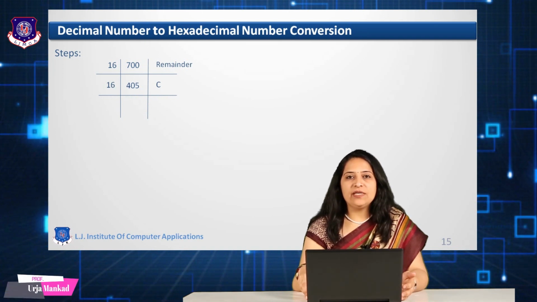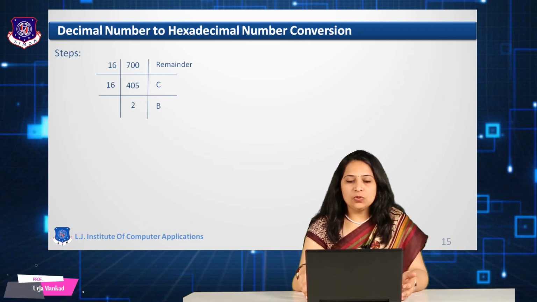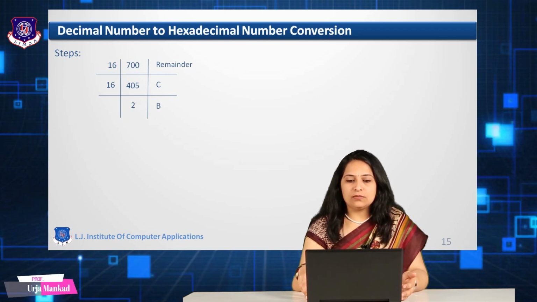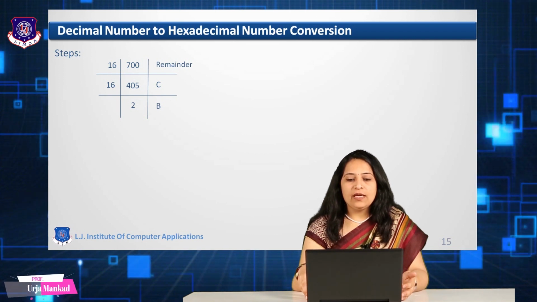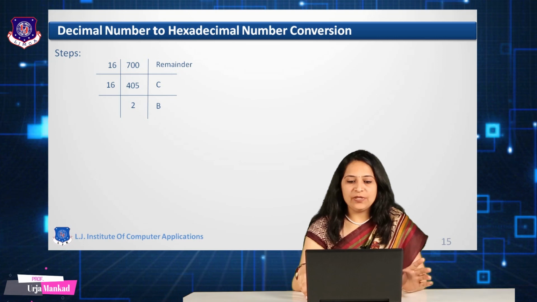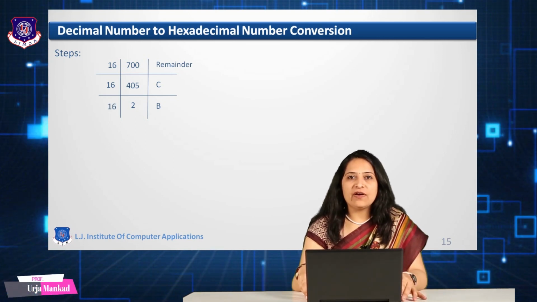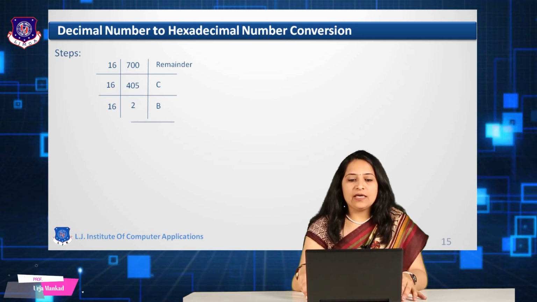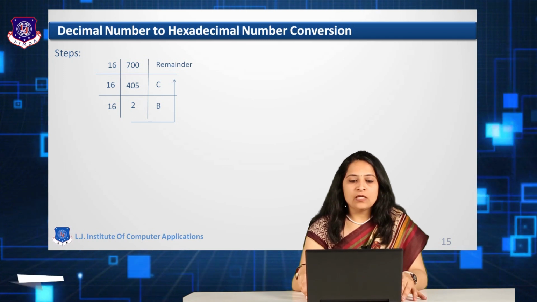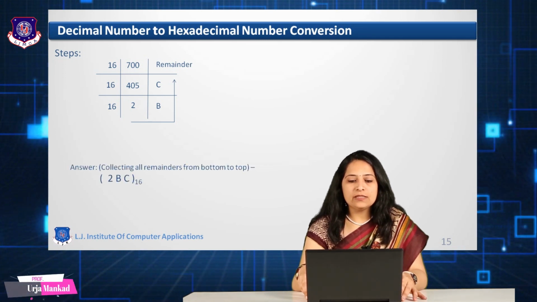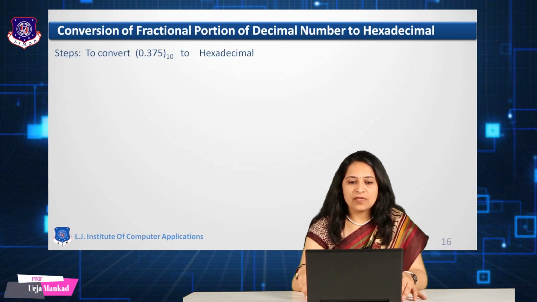Again, further we will be dividing 43 by 16. We will get quotient 2 and the remainder is equal to 11 and we will be writing it as B. Okay. So, now the quotient is 2 which we cannot further divide by 16 and we will be collecting all the remainders from bottom to top. So, it is 2BC. The final answer is 2BC in hexadecimal.